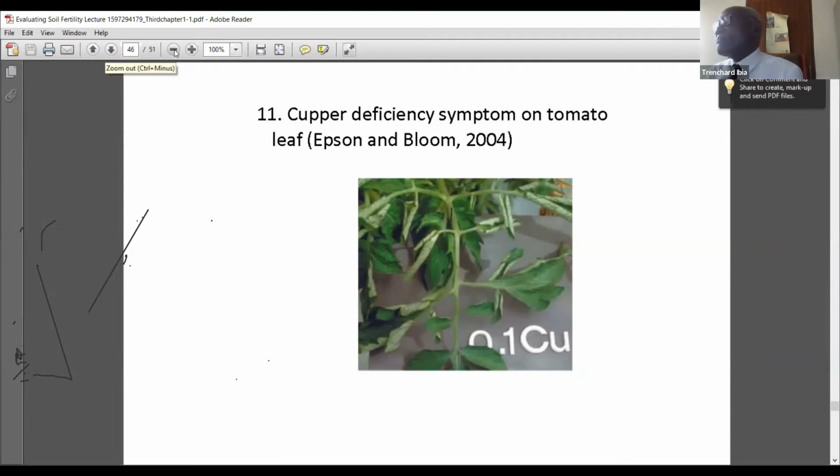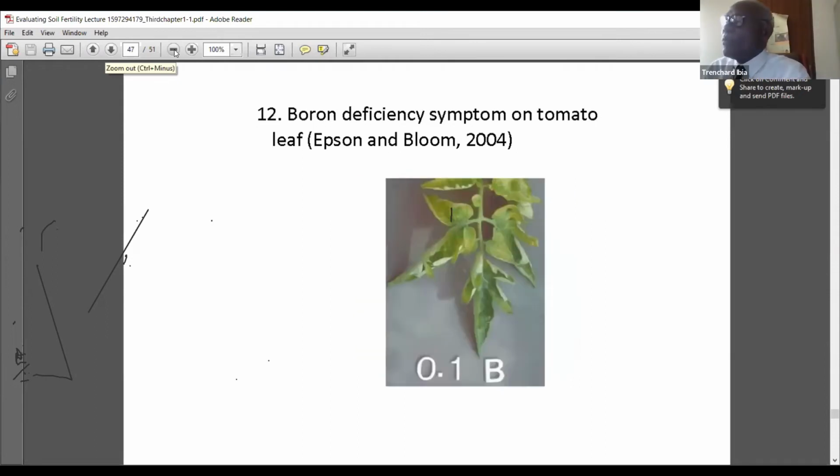So it is because copper distorts water movement, and the leaf loses its turgidity. It loses its turgor, and the young leaves appear to be drooping. Boron. Boron, generally yellowing, but it's light. And young twigs: it affects both the leaves and the twigs.